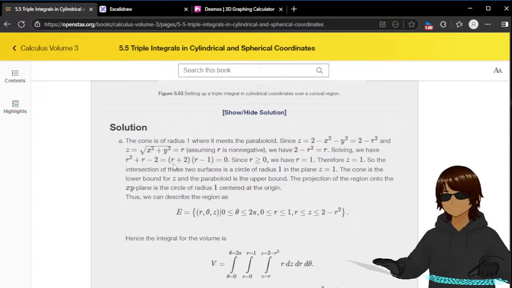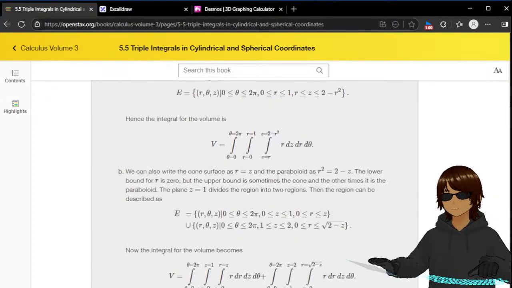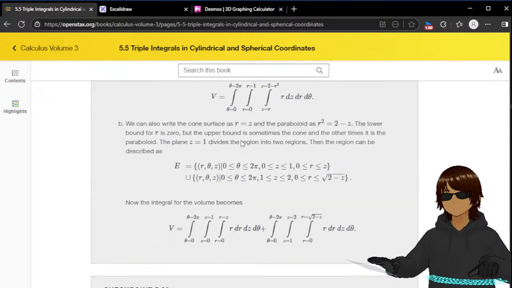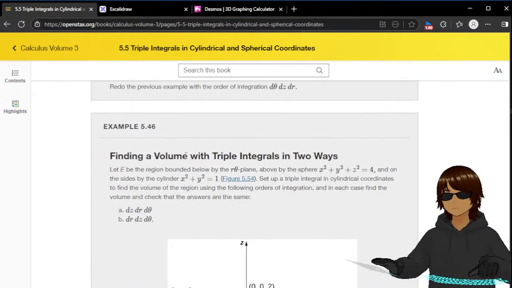R can be negative 2 or positive 1, and we have R is equal to 1. So from 0 to 1 and theta from 0 to 2 pi. Yeah, this was a little confusing, but I get what they did.